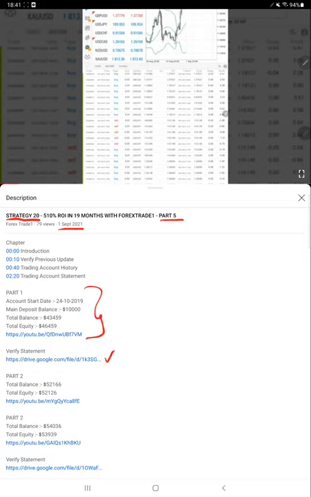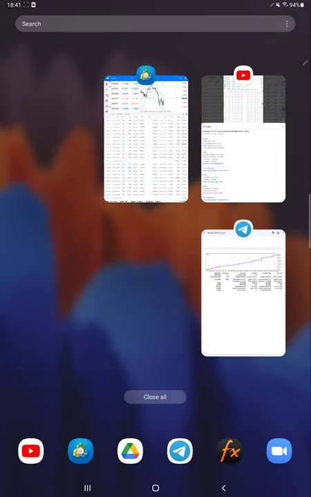strategy details, profit update and trading account statement for each part. So you can check the description and you will get all the previous details. And now we are starting from trading account history for part 6.